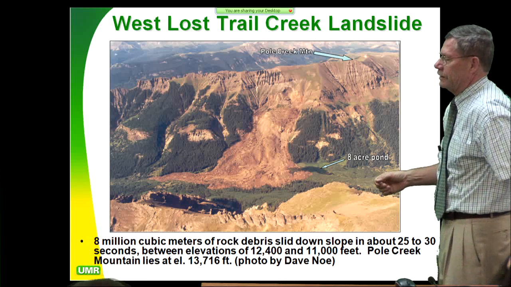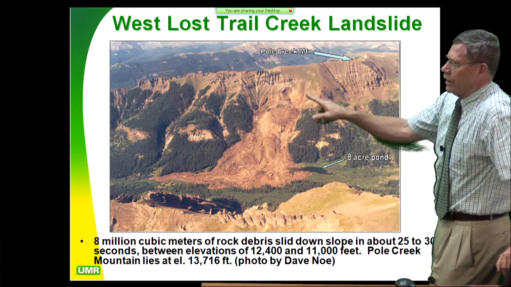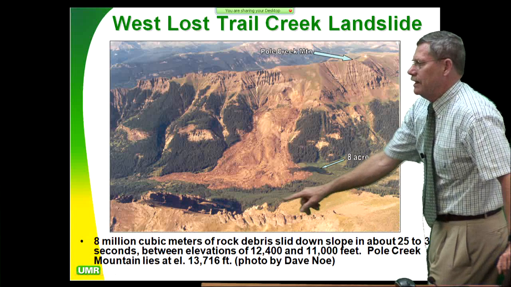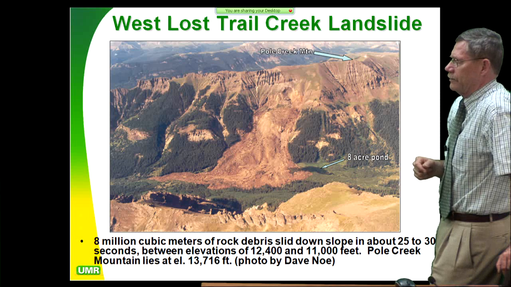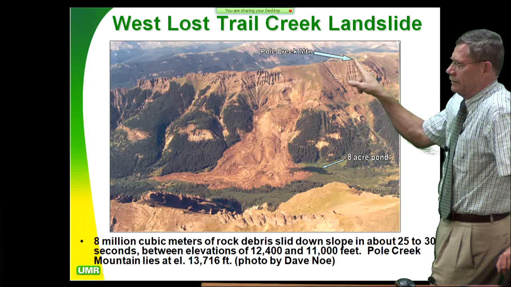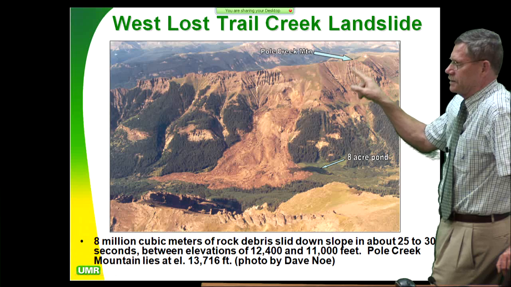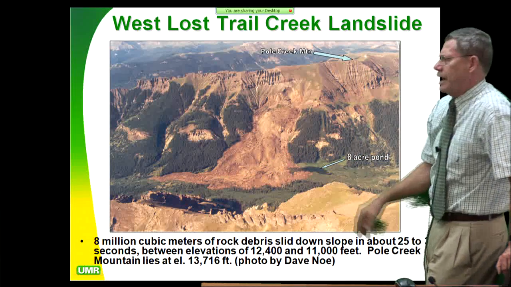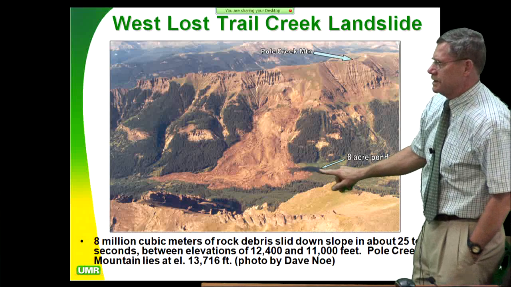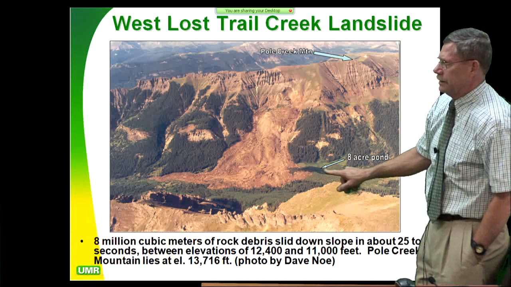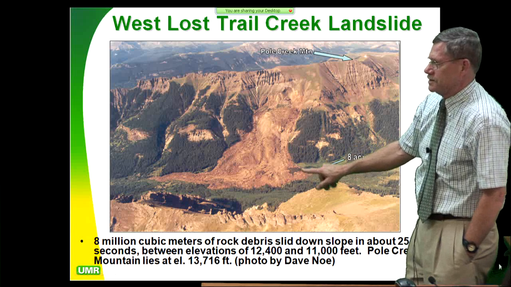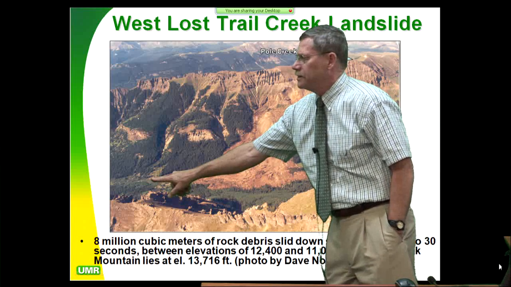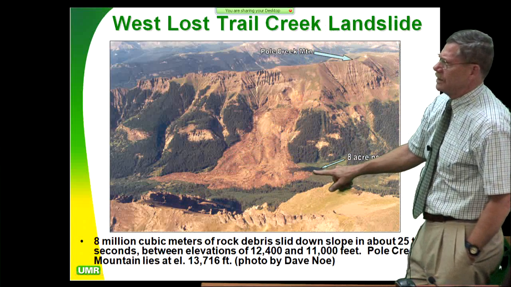And this was one that occurred in 1991 on the West Lost Trail Creek, which is down here. And this is in the upper headwaters of the Rio Grande River. And this is Pole Creek Mountain right here, which is a little over 13,000 feet. The altitude at the base of this Sturtstrom is about 10,000 feet. This is an 8-acre lake that's caught up behind the Sturtstrom, so it's a landslide dam, and this is about a mile from the toe, across the toe, from there to there.